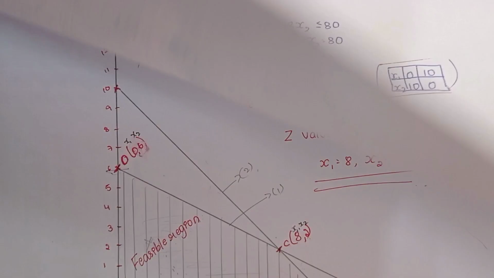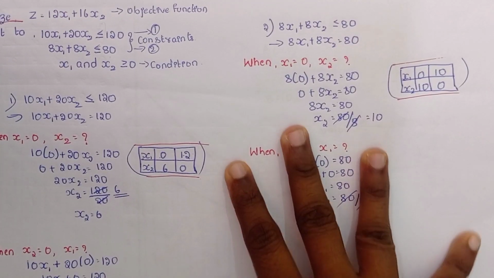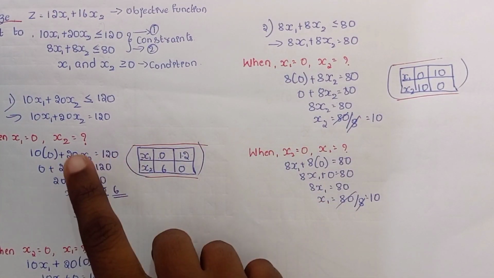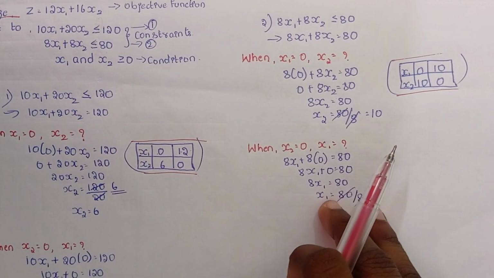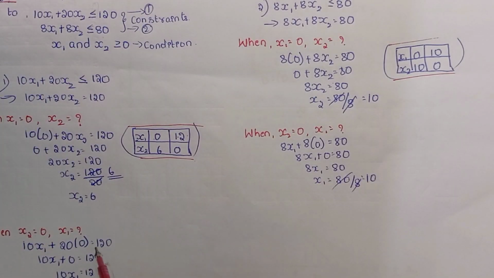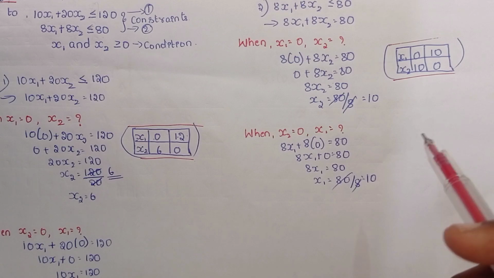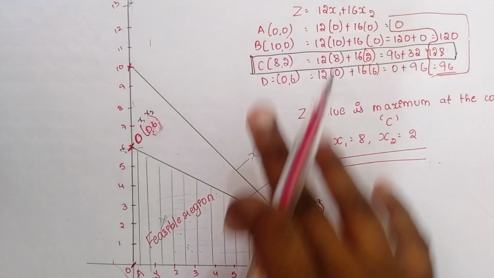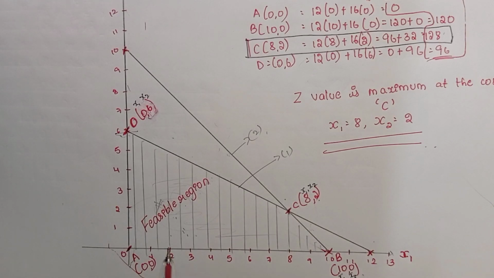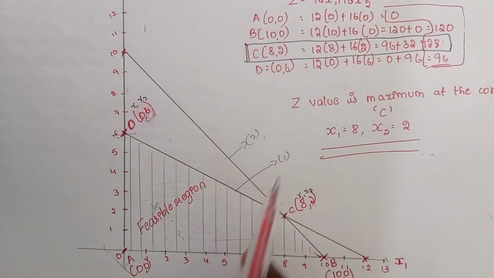It's very simple. You have to identify the constraints, and using those constraints, compute the values by taking x1 as 0 and identifying the x2 values, then taking x2 as 0 and identifying the x1 value. Repeat the same for the second constraint. Plot the graphs based on the values you got through the constraints, and then identify the feasible region.